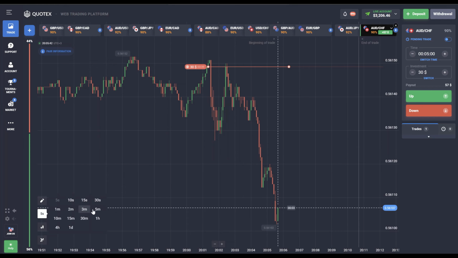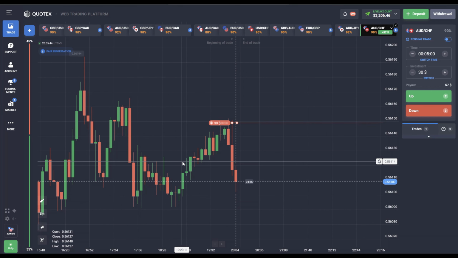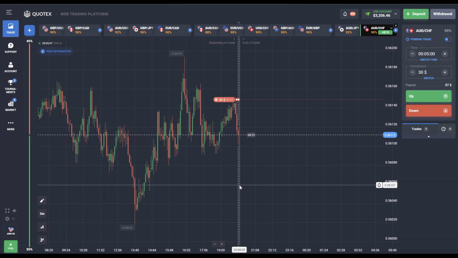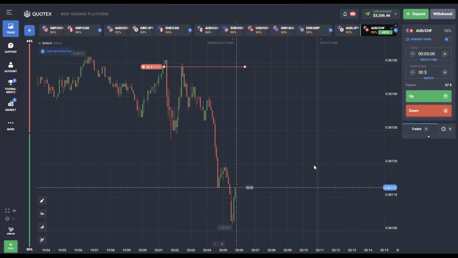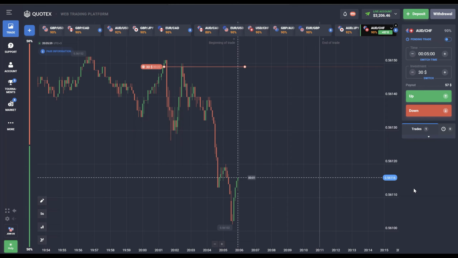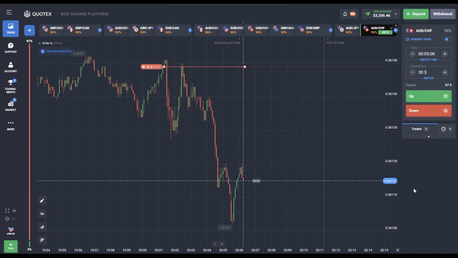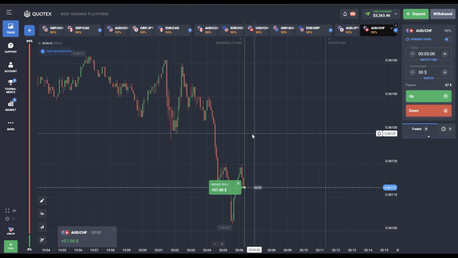There's a steady price drop here. On the 5-minute chart, it looks like this. We entered right at the very top. Well, this is our second trade, at least on this asset. The first trade, let me remind you, also closed in profit. Aussie dollar Swiss franc also closes in profit.